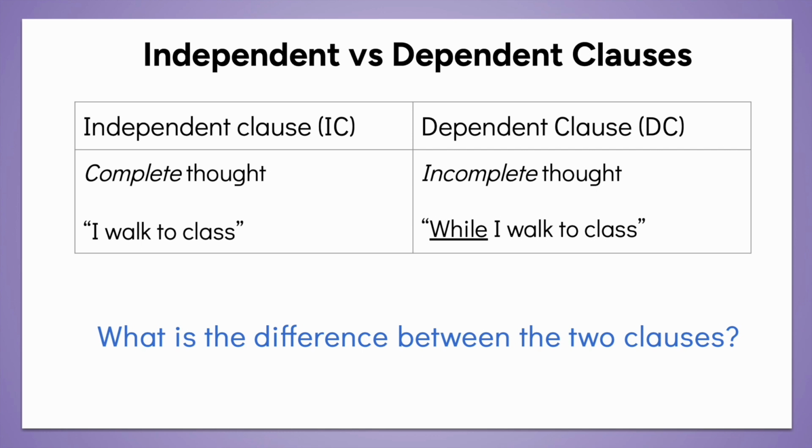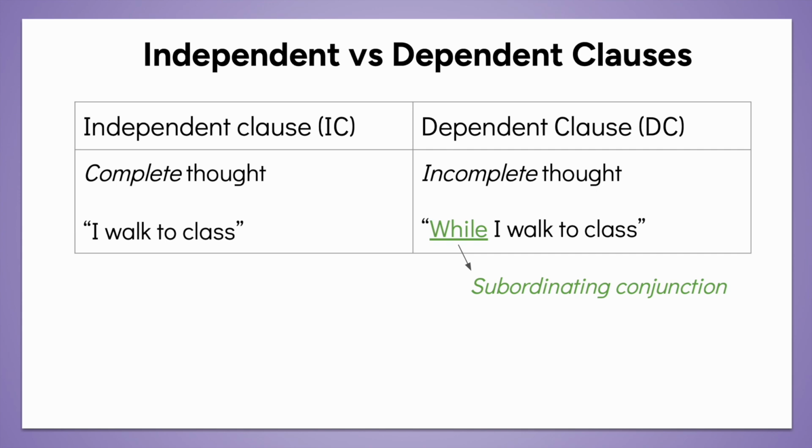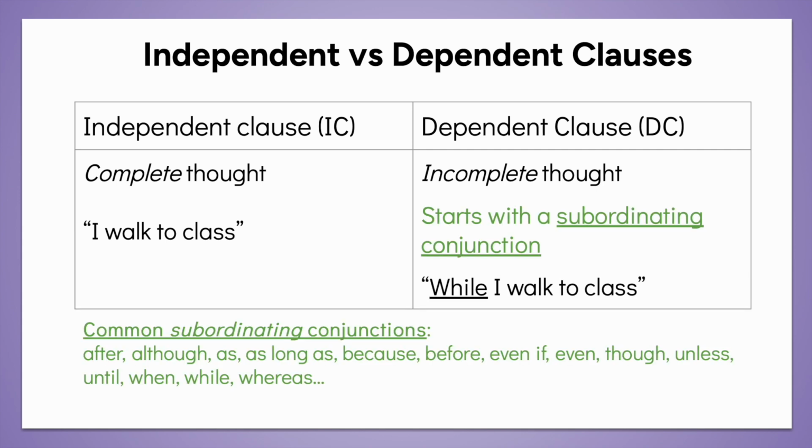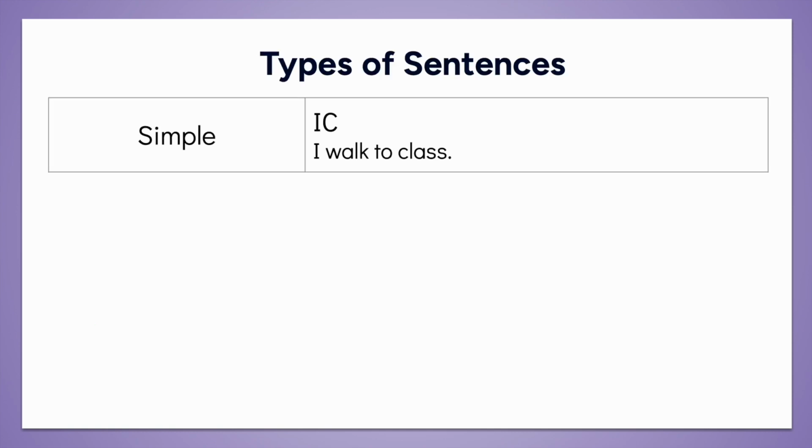What is the difference between the 2 clauses? Well, a dependent clause starts with a subordinating conjunction, and this makes it dependent. Some other subordinating conjunctions are listed below. Now let's see how we can use independent and dependent clauses for our sentences. A simple sentence is composed of one independent clause, I walk to class. This is the most basic level of sentence structure.